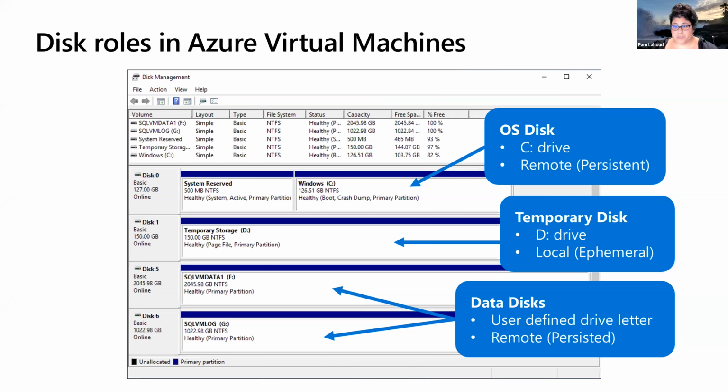Obviously, we want to follow the same best practices that we have on-prem, with data files being stored separately from log files. So we do recommend you have at least 2 managed disks attached, one for data and one for log files. And then a lot of times you want to be using storage pools so that you get better IO throughput. We'll talk about that later in the presentation today.